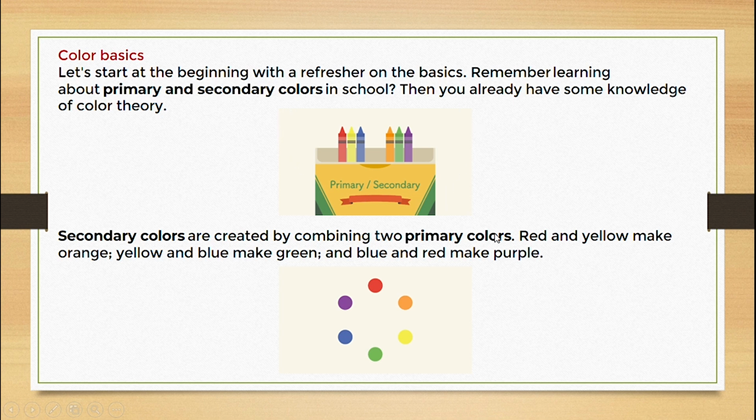I hope you still remember that. As you can see here, these are the three primary colors: red, yellow, and blue. If you merge red and yellow together, you are going to get orange. Likewise, if you merge yellow and blue together, you are going to get green. If you merge blue and red together, you're going to get purple.